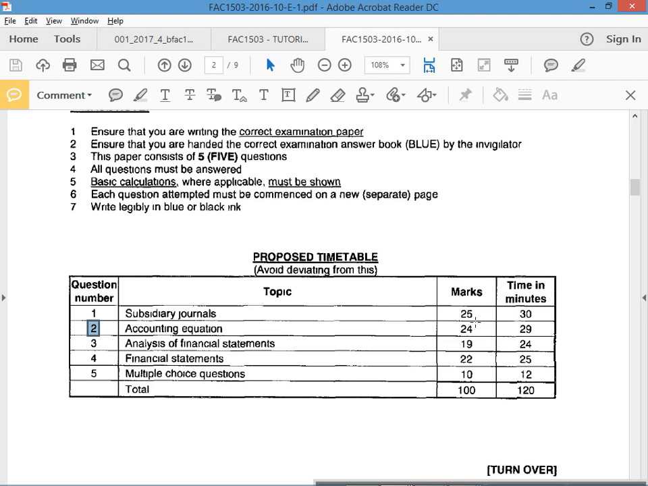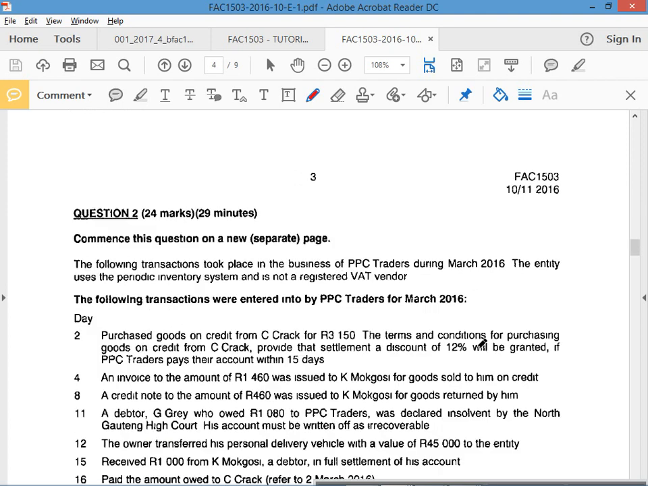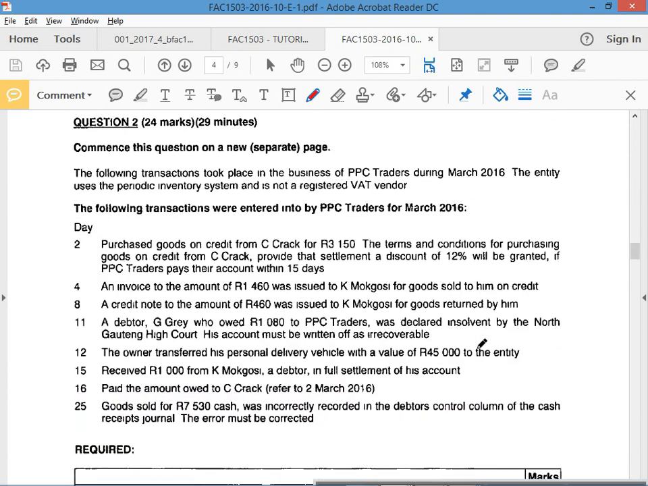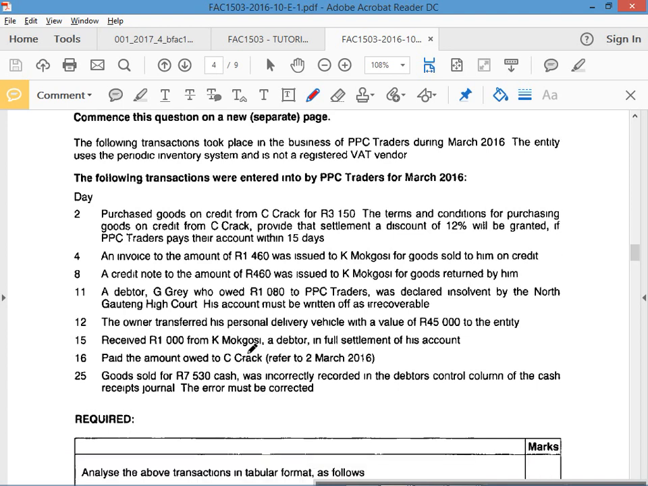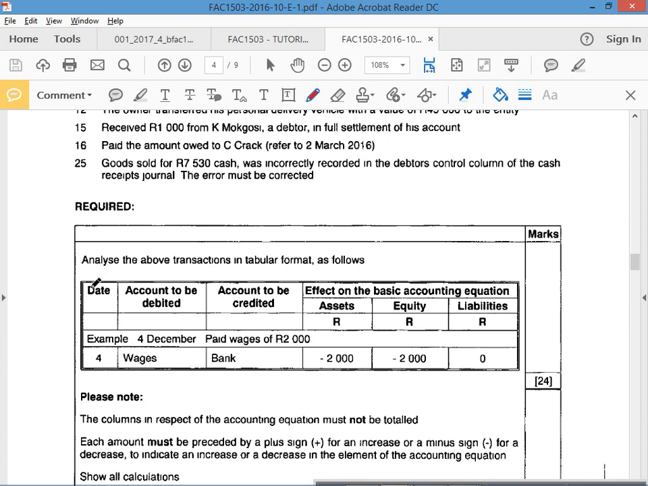I'm already going to get 24% by doing the accounting equation. That's one application. This application requires you to know your debits and credits and to do interpretation like we're doing now. That's why I want to do the question. So question 2, there it is: 24 marks, 29 minutes. It's not even going to take us that long to do it, you'll see. Scroll down. We need this.